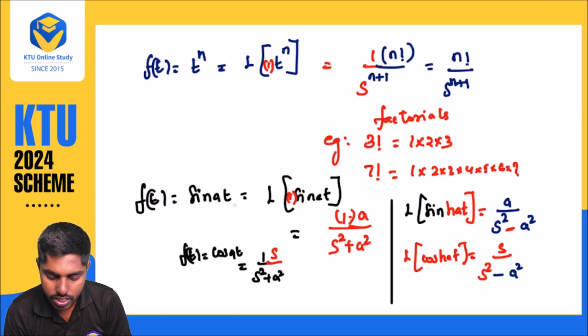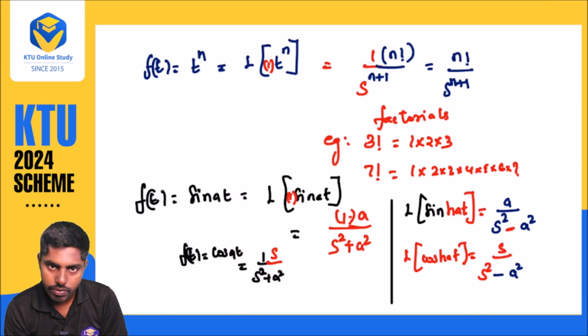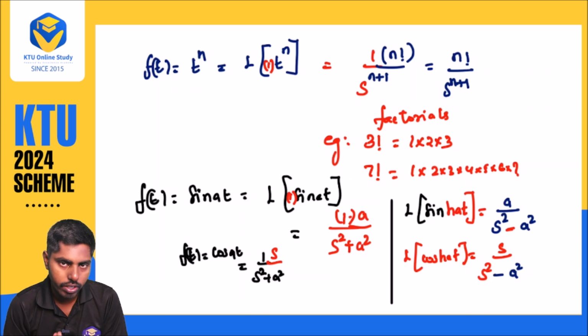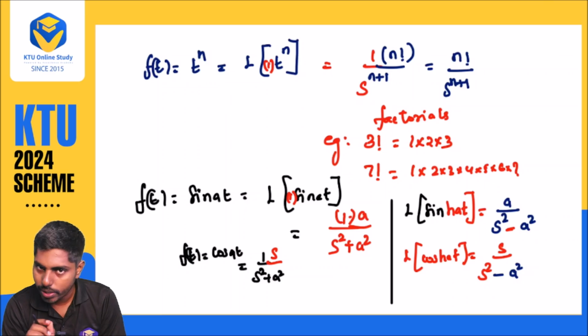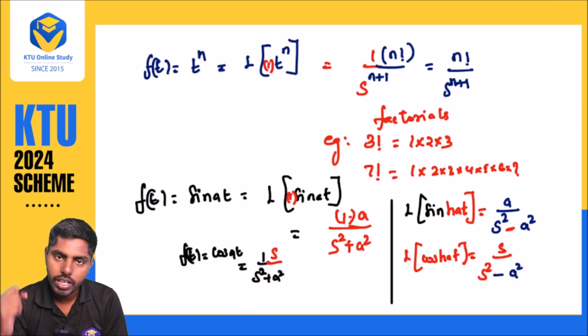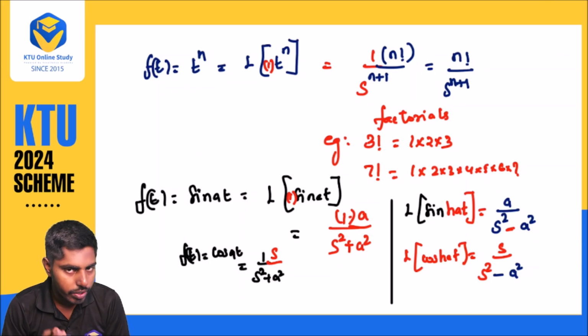So that is, sin at is a divided by s square plus a square. Similarly, cos at is s divided by s square plus a square. When h is coming, in place of s square plus a square, you write s square minus a square. These are the basic differences you want to identify. Whenever h is coming, the denominator is s square minus a square. If sin is coming, the constant value is written above; if cos is coming, s is written in the numerator. This is the difference between the formulas.